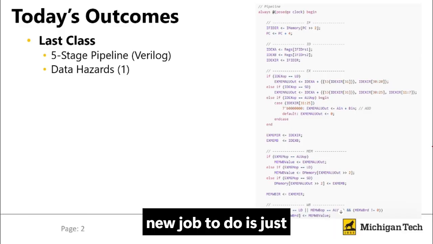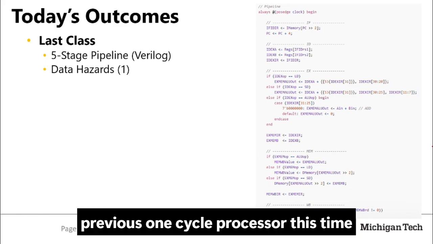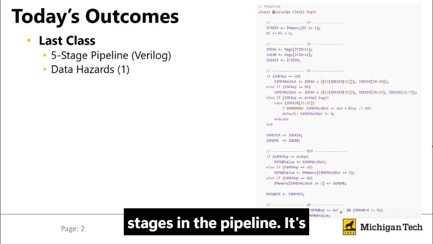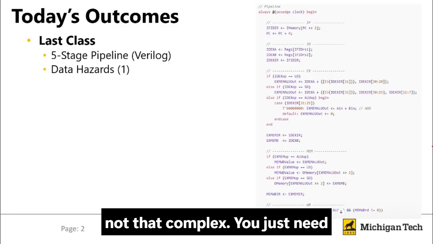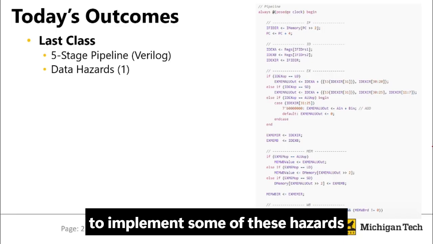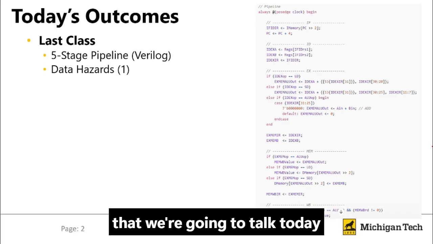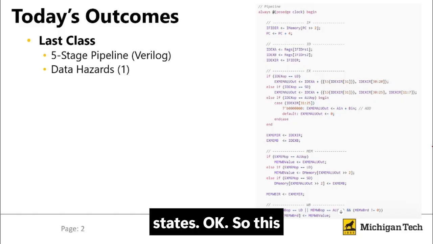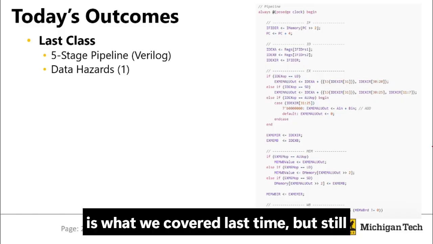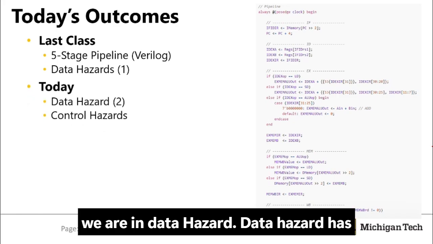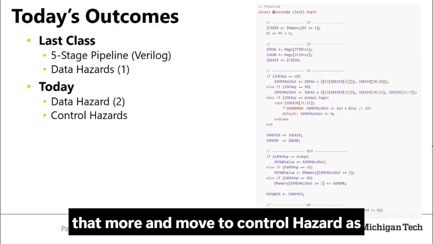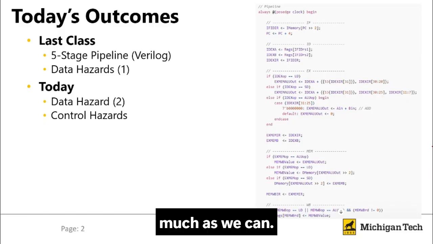It's just normal, what you did for the previous one cycle processor. This time it's 5 cycle. It has 5 stages, a pipeline. It's not that complex. You just need to implement some of these hazards that we're going to talk about today and make some registers to make this processor work in different states. Okay, so this is what we covered last time, but still we are in data hazard. Data hazard has more to say. We're gonna talk about that more and move to control hazard as much as we can.